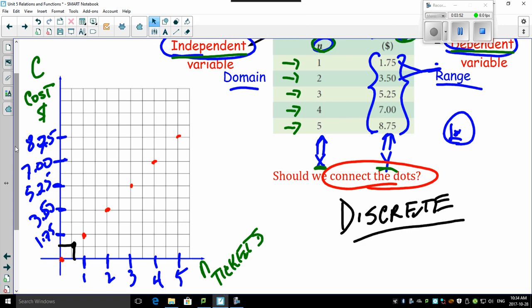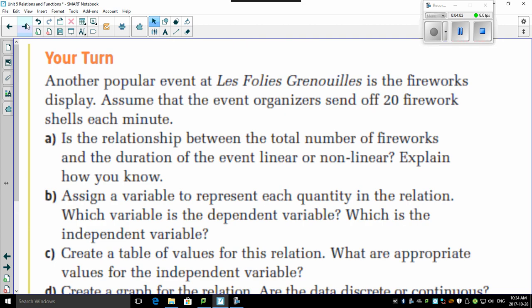So let's keep on going then, and let's look at another example. Most of these examples so far have given you a table of values. I've given you all the information. Not anymore. In this particular question, it's all words. You have to figure it out.